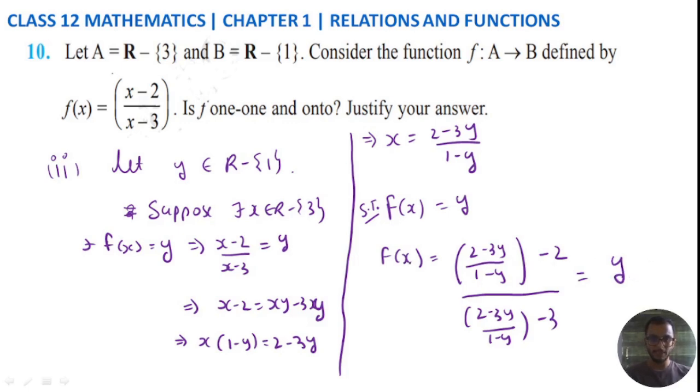Then you got some x for which f(x) is y, which implies that our function is onto, because we had taken some arbitrary point from the codomain and we got a point from the domain whose image is the required point from the codomain. So we are done with the 10th question. Let's move to the next question.